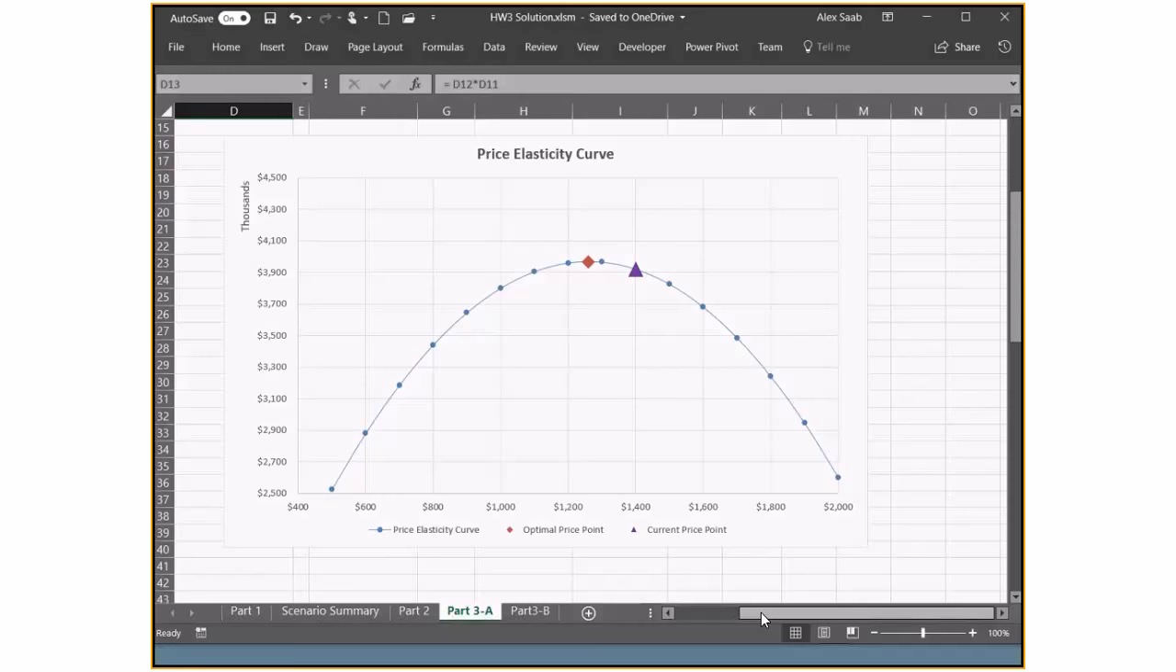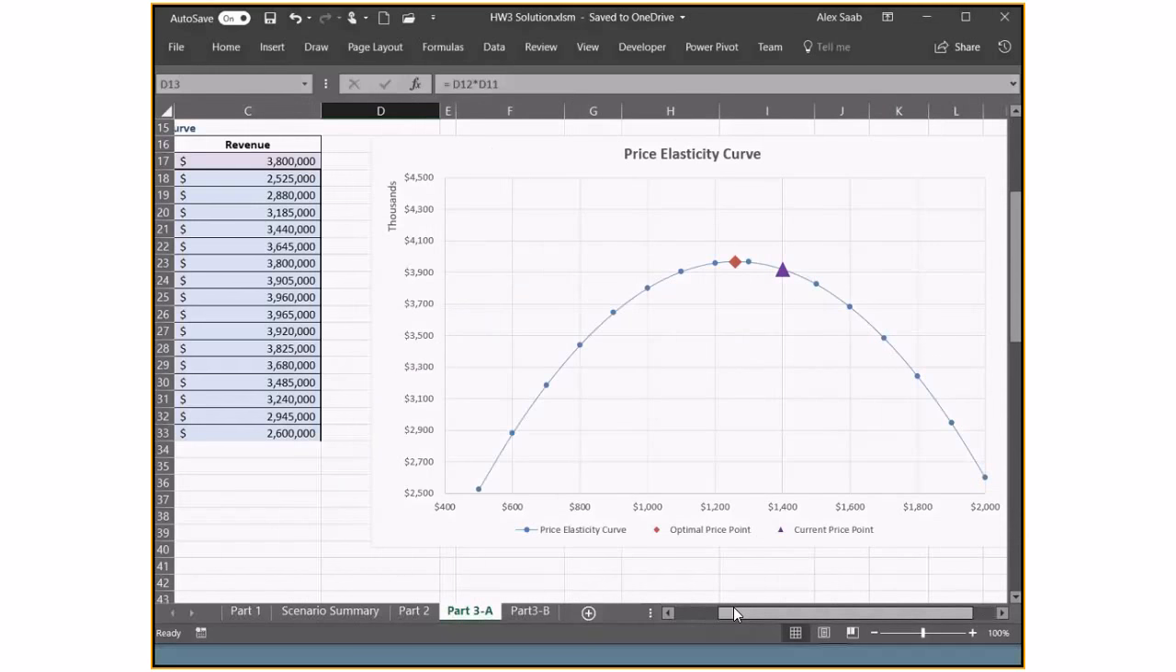So the goal of this exercise is to figure out how to maximize revenue. What is the sale price you need to sell your product at to maximize the revenue? And the second part of that question is how to do that considering you have constraints.